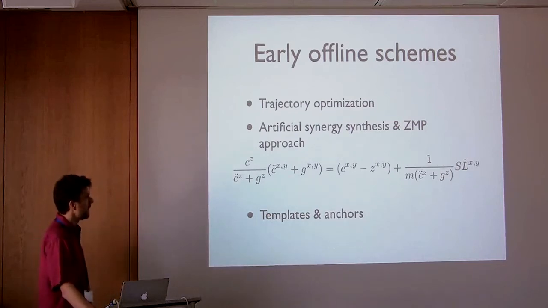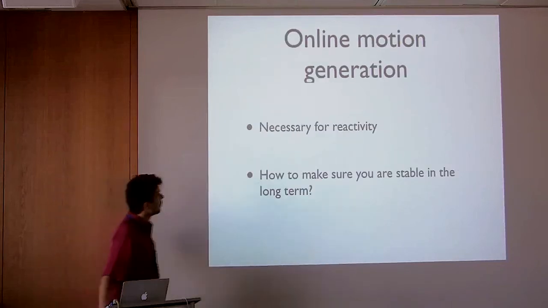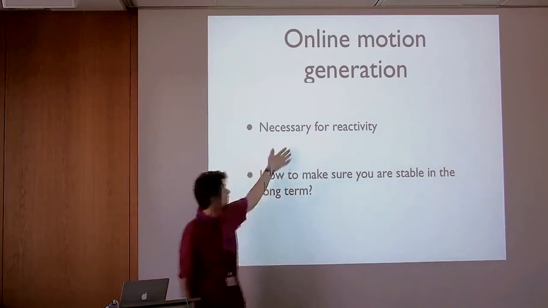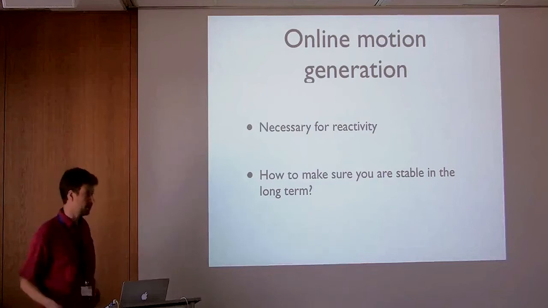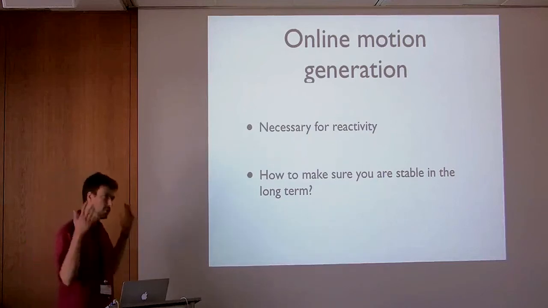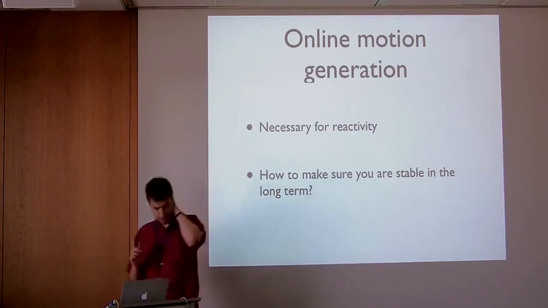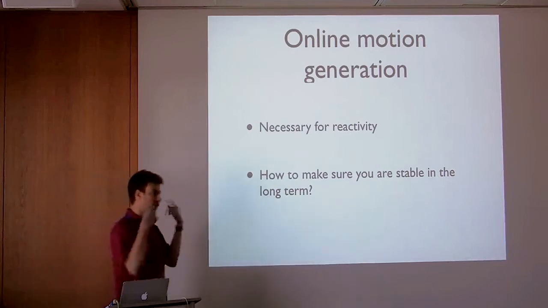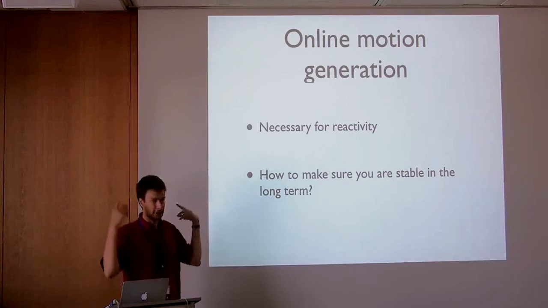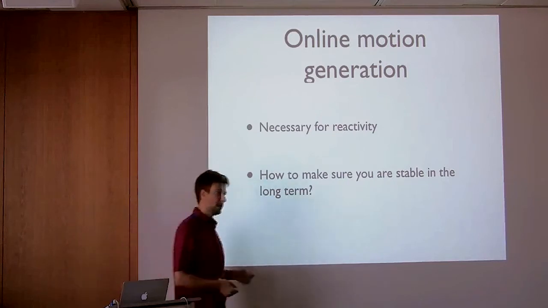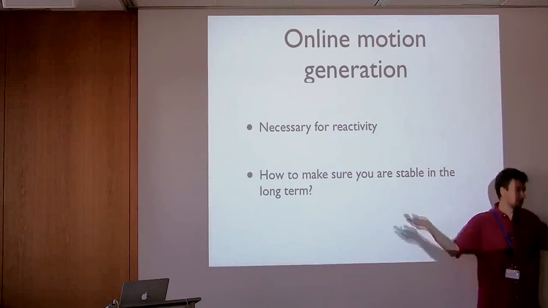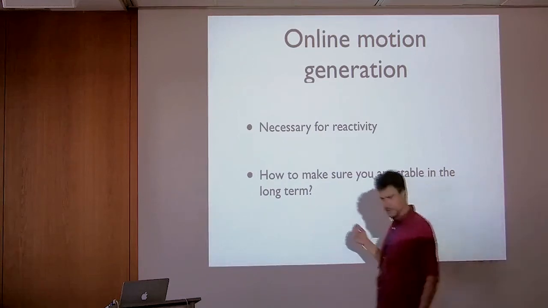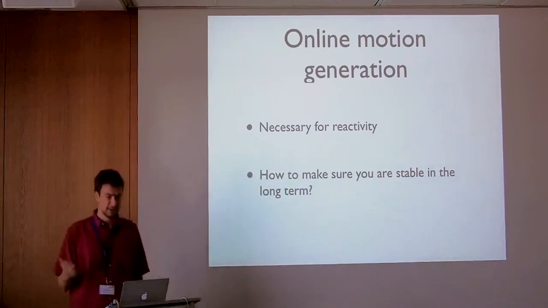So how can we use this, but without the rigidity of offline motion generation? Online motion generation would be interesting because it will give you better reactivity if you have perturbations or if you want to change your goal, for example, the ball you want to go to has moved. So you need online motion generation. The problem is, if you keep regenerating your motion, recomputing it every millisecond, for example, how can you make sure that you don't change your mind every time and end up being unstable? If you say left, right, maybe you're just going to fall in the end. So how can you make sure that in the long term, changing your mind doesn't destabilize you?